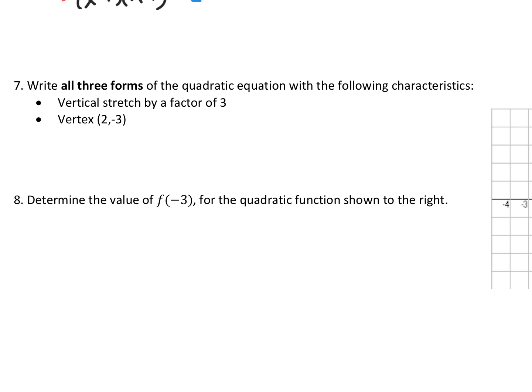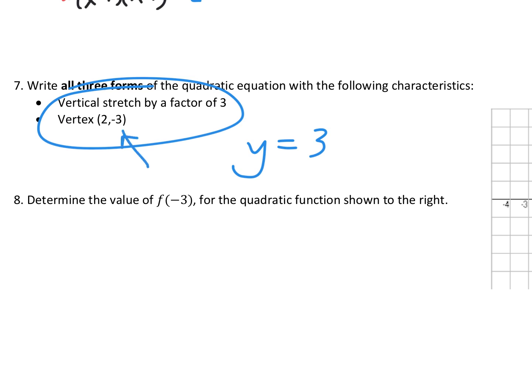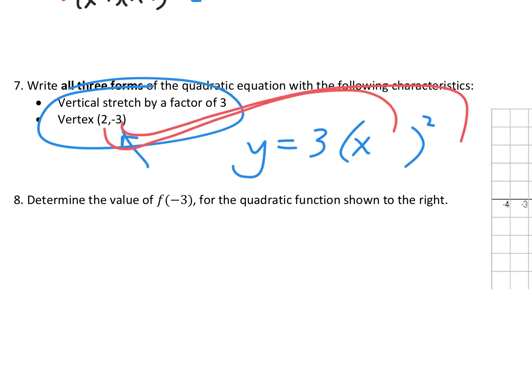All right, and this is just kind of giving you some clues, and I can say, oh, if it's vertical stretch factor 3, I know it starts with a 3. Oh, and it's got a vertex, then I'm going to make it vertex form. And I'm going to slap my vertex right there and right there.